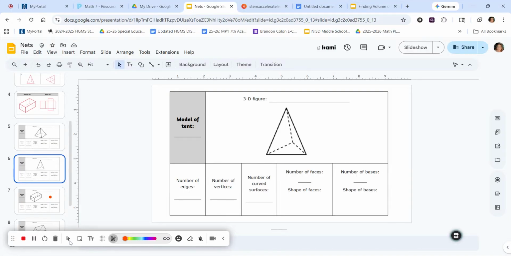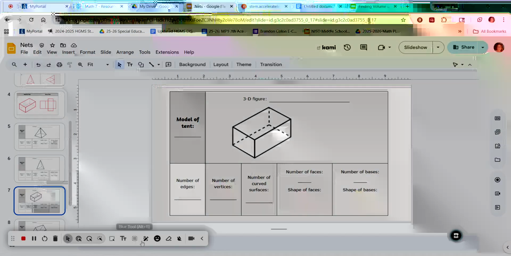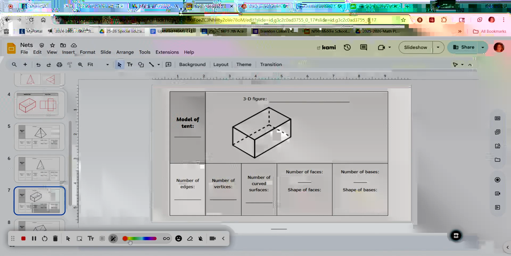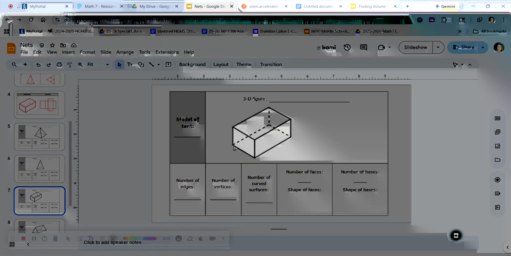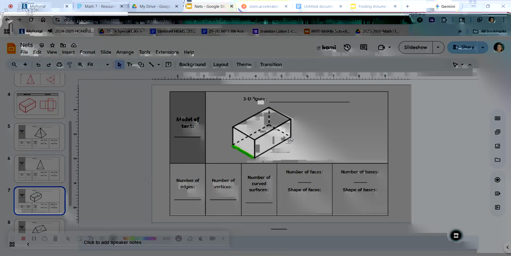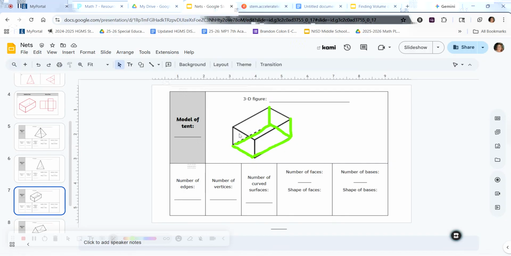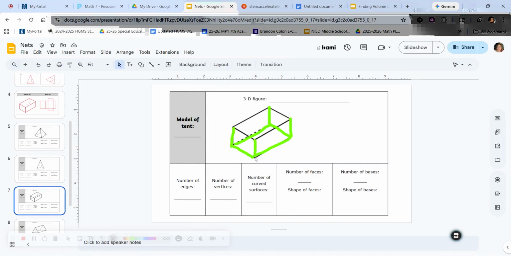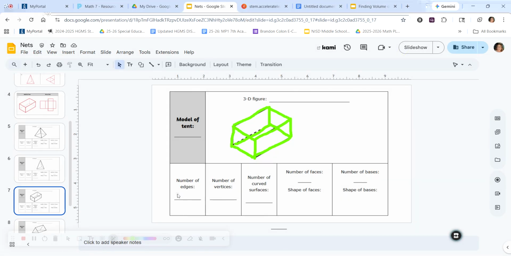Now we have our next shape. Again, this one probably looks a little more familiar. So let's count the edges. 1, 2, 3, 4, 5, 6, 7, 8, 9, 10, 11, 12. There are 12 edges on this figure.